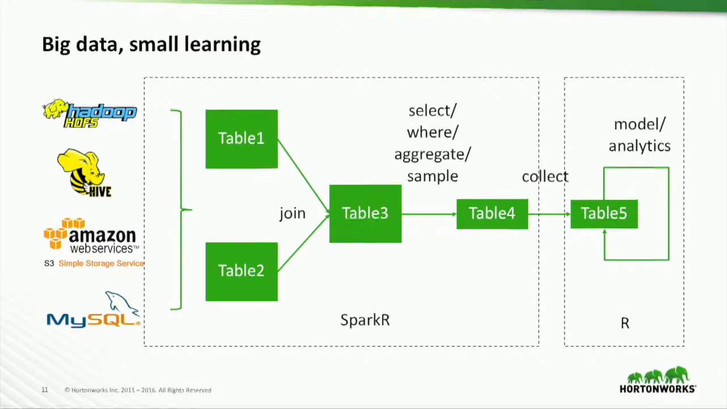So we usually want to do these operations in a distributed environment. SparkR is the best choice to handle this workflow. After select, aggregate or sample, the data set will become smaller. We can collect the Spark data frame to a local data frame. Then you can use all your single node R experience to process your data set and to model your data set.